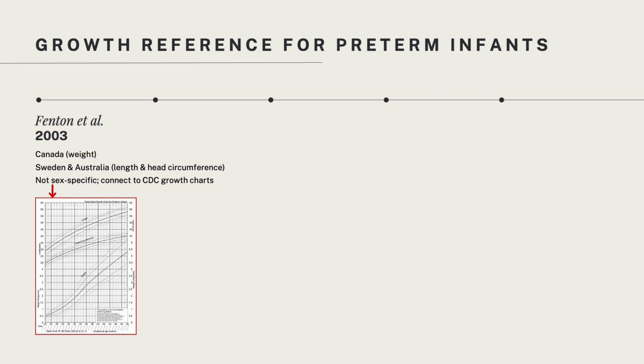In 2003, Dr. Fenton published the first version of the Fenton growth charts for weight, length, and head circumference. The charts were not sex-specific, and these curves were connected to the CDC growth charts. The gap was manually smoothed.